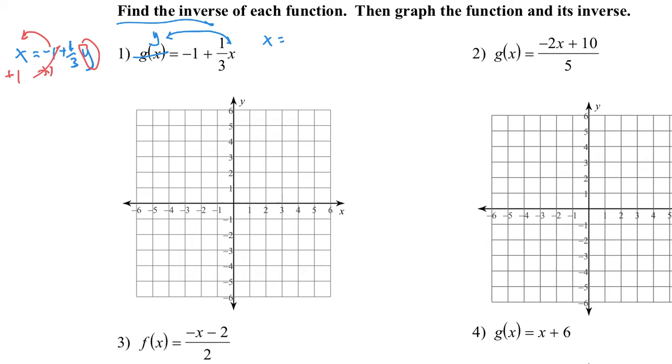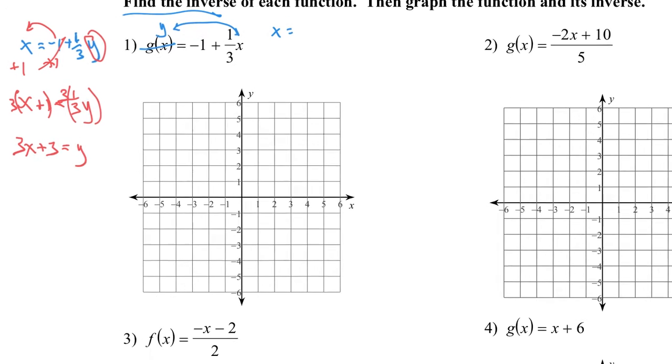The x plus 1, they're not like terms. So you just write x plus 1. And then you bring down the 1/3 y. And now, how do we cancel out a 1/3? Well, we multiply by 3. You multiply by whatever's on the bottom to cancel it out. So if you multiply by 3 over here, you're going to have 3x plus 3 is equal to y. So this is your inverse.